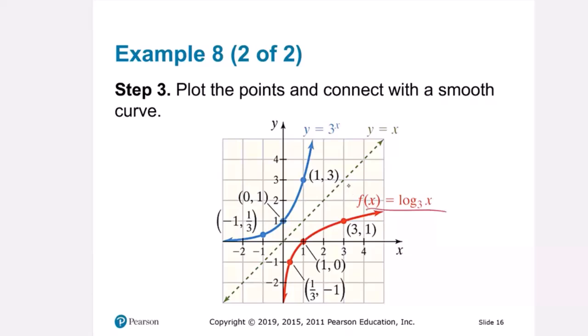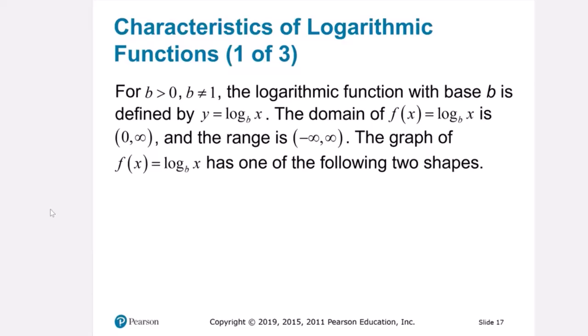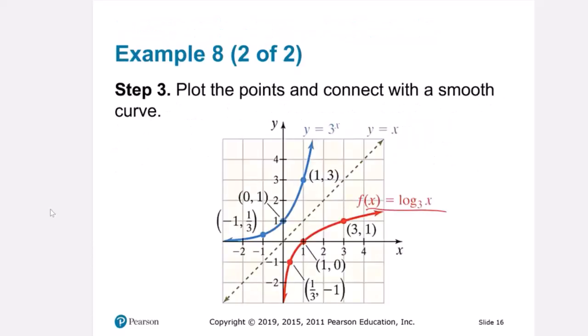Remember, the log function rises slowly. It's this red one. The exponential function rises very quickly. It's the blue one. Characteristics of logarithmic functions. For b is greater than 0, and of course b can't be 1, the logarithmic function with base b is defined by y equals log base b of x. The domain of log base b of x is from 0 to infinity. We saw that from the graph.